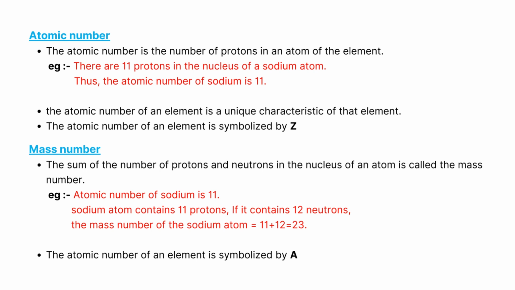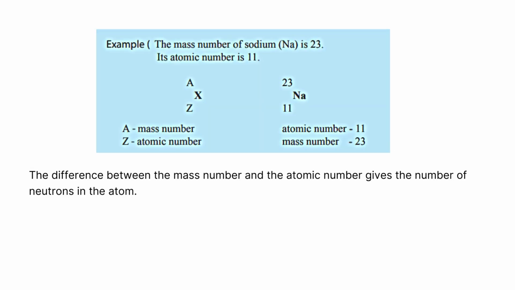For example, the atomic number of sodium is 11. Hence, a sodium atom contains 11 protons. If it contains 12 neutrons, the mass number of the sodium atom is 11 plus 12, 23. There is a standard way of writing the atomic number and mass number of an element, as shown in the figure below. On the left-hand side of the symbol of the relevant element, the atomic number is written at the bottom and the mass number at the top. The difference between the mass number and the atomic number gives the number of neutrons in the atom.